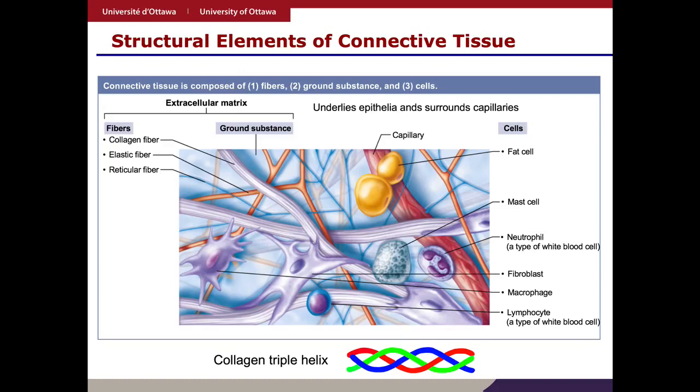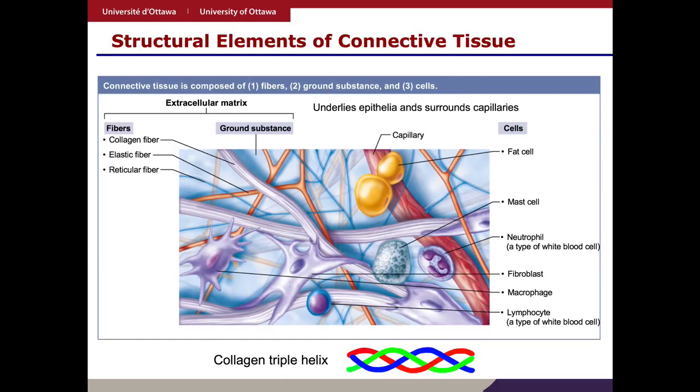Cells can be of two types and have different suffixes to differentiate them. Blast cells are immature forms of cells that actively secrete ground substance and ECM fibers. Fibroblasts are found in connective tissue proper. Chondroblasts are found in cartilage. Osteoblasts are found in bone, and hematopoietic stem cells in bone marrow.